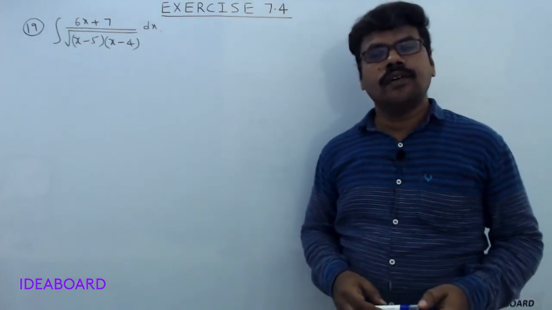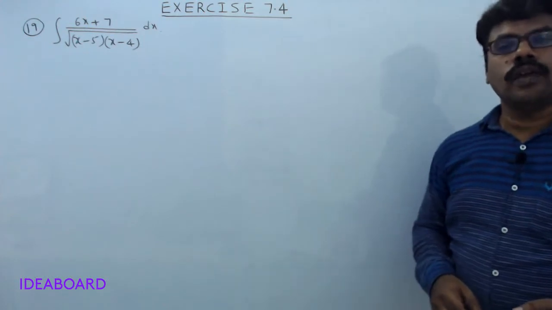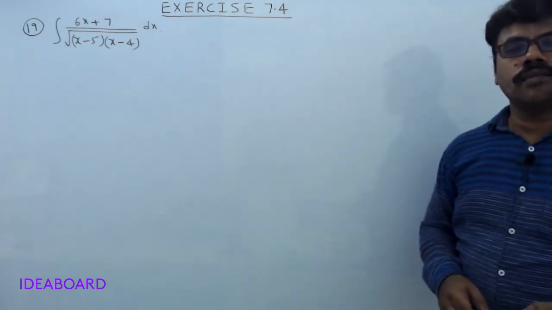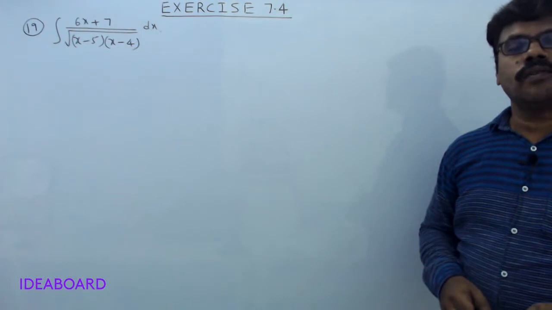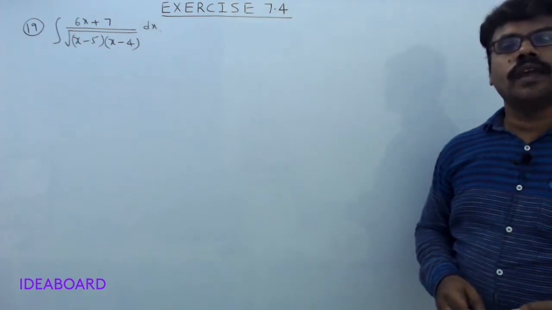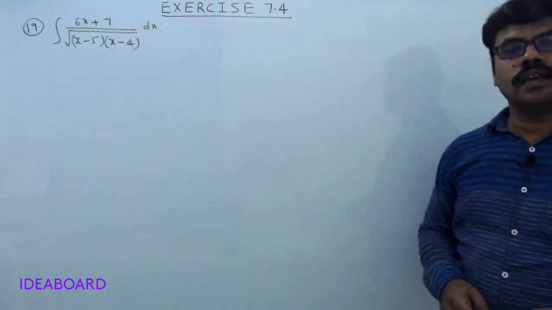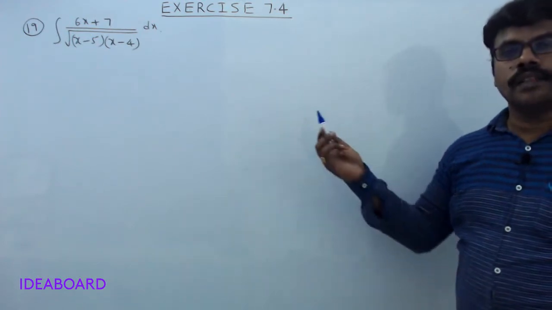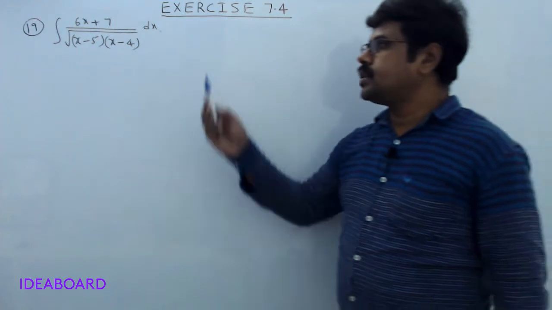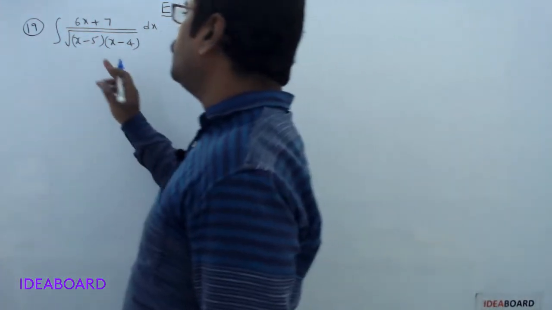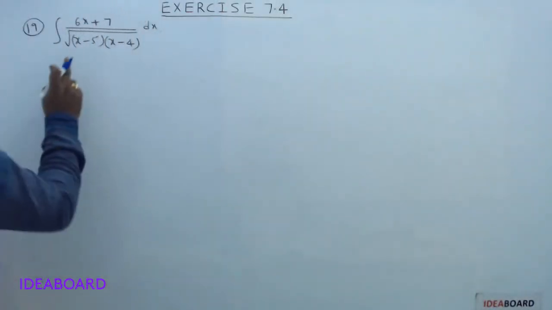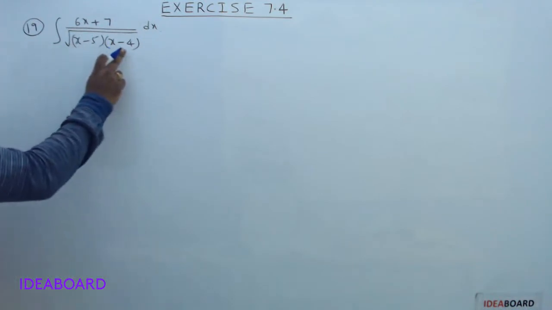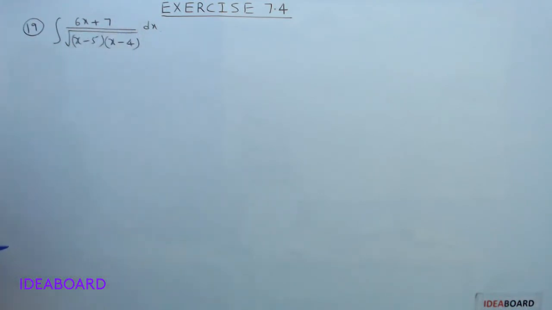In the previous video, we discussed how to evaluate integrals of the type (px + q) divided by the square root of (ax² + bx + c) and some problems. Now, let's see some more problems on the same model. What is the given question? Integral (6x + 7) divided by the square root of (x - 5)(x - 4) dx.